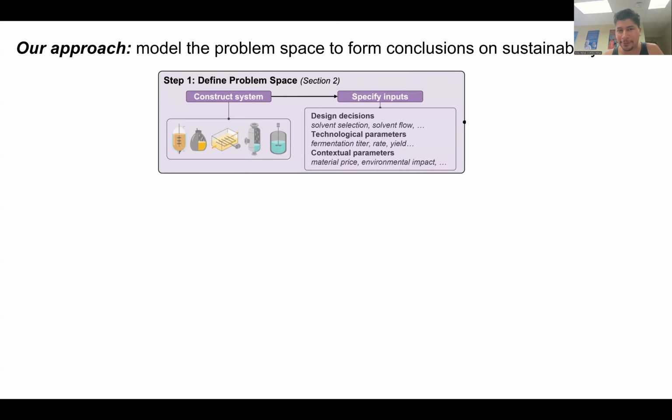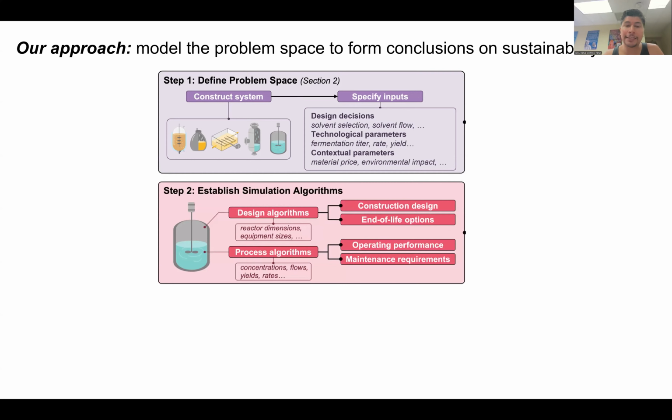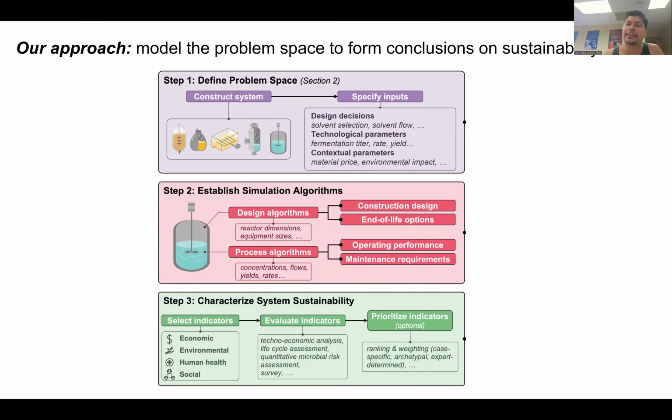The first thing we need to do is define a problem space where we make our design decisions. We have our technological parameters, for example, fermentation performance, titer, rate and yield, and contextual parameters like market price, biorefinery siting, environmental impacts. And then we can establish the simulation algorithms. Most of these are already within BioSTEAM, but you might need to design your own if it's a specialized unit operation. So not only the design, but also the mass and energy balance. And this will provide you everything you need to characterize your sustainability. This includes indicators like economic, environmental, human health, and social indicators.